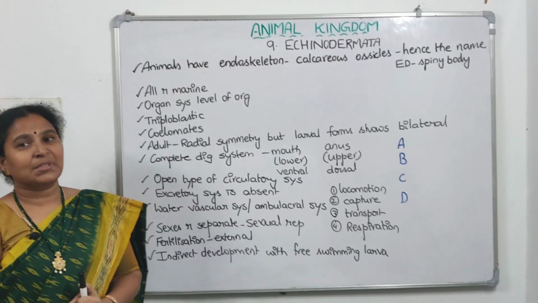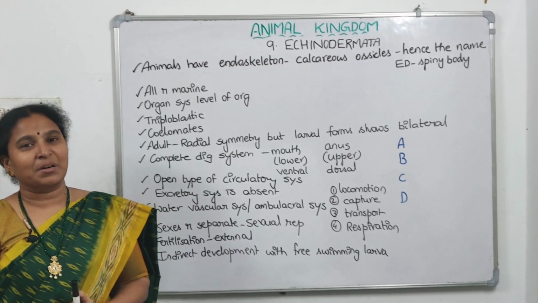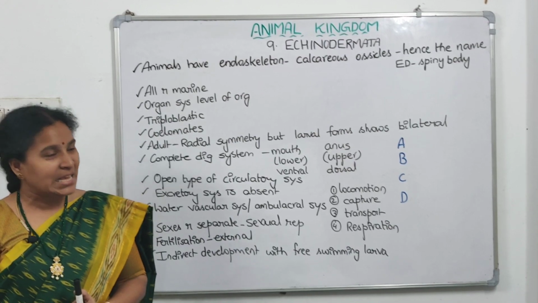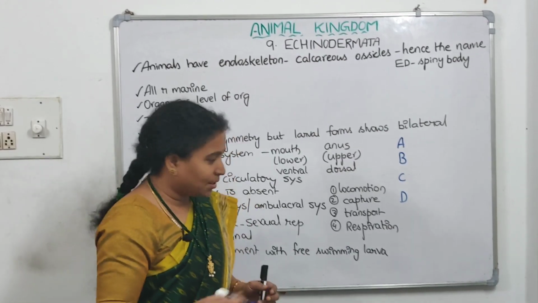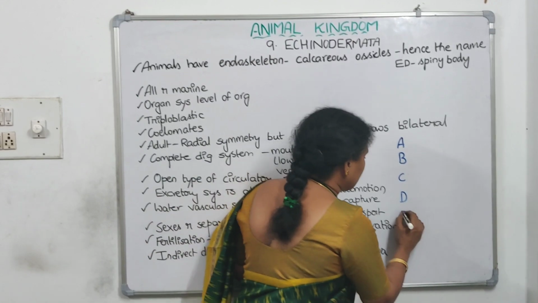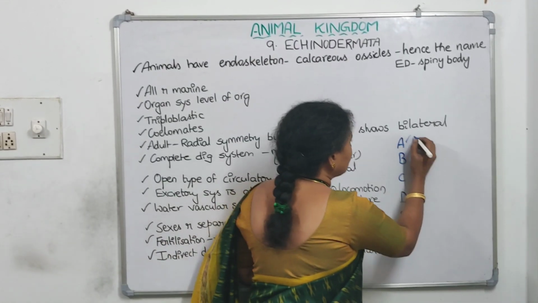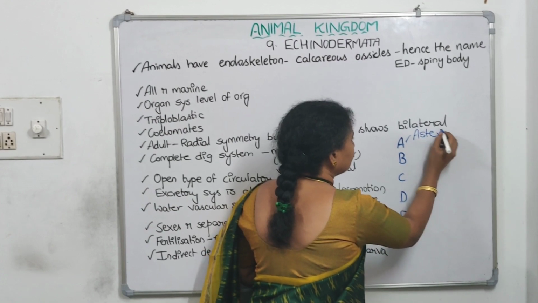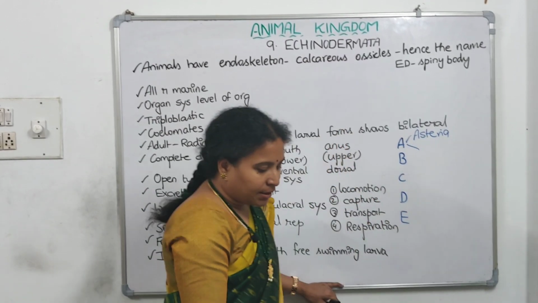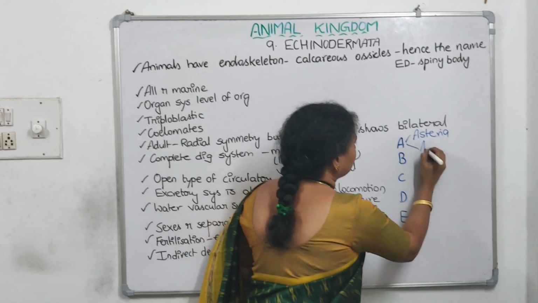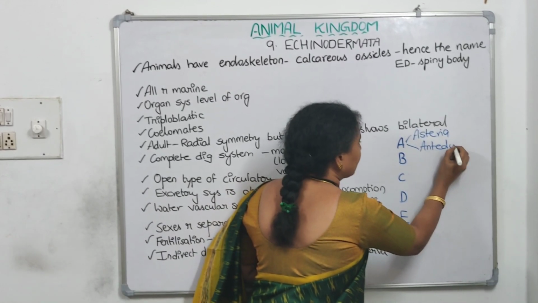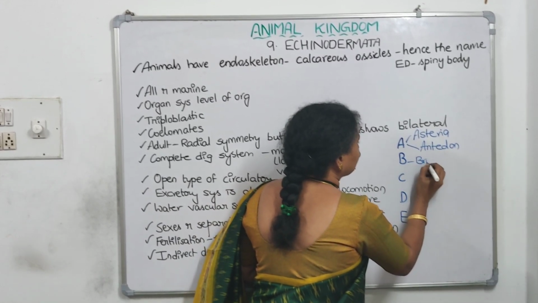Coming to the examples, how to memorize the examples of ECHINODERMATA. The code is A, B, C, D, E. So A, we can write down Asterias, and Asterias is one example, and Antedon is another example. B for brittle star.